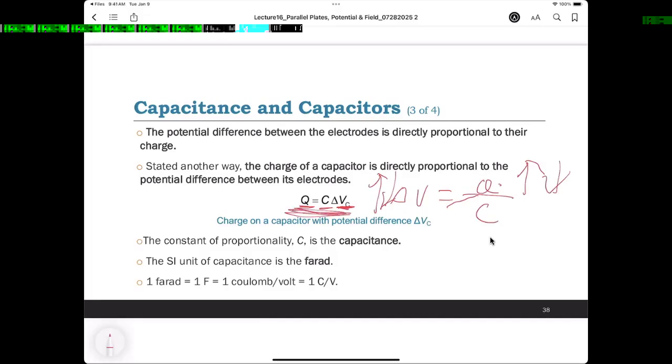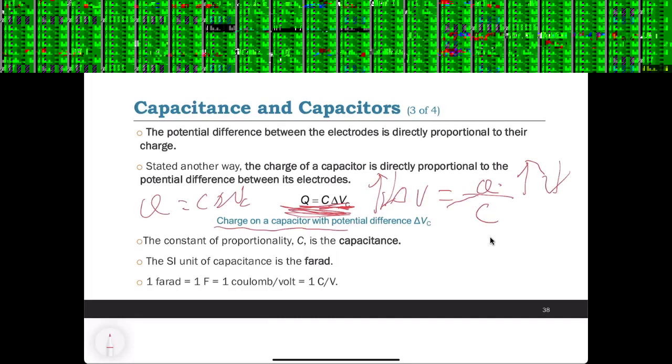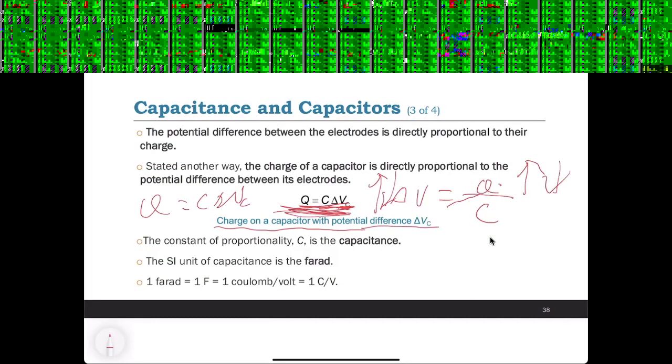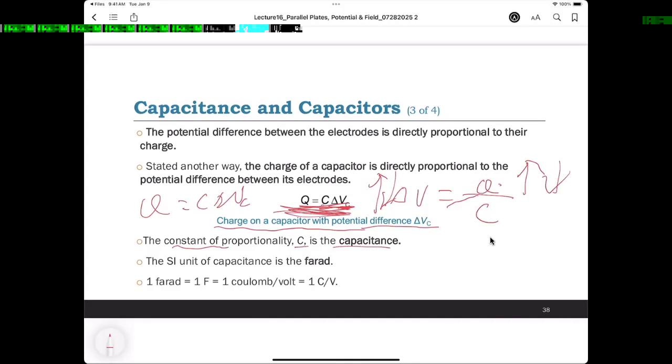Then you can get the equation Q equals C delta V, which means the charge on a capacitor with potential difference delta V is directly proportional to the potential difference between its electrodes. It's easy to understand. Am I right? And here, this C is a constant of proportionality. We call it the capacitance. For a fixed capacitor, the capacitance will not change. The SI unit, the international unit, of capacitance is the farad.